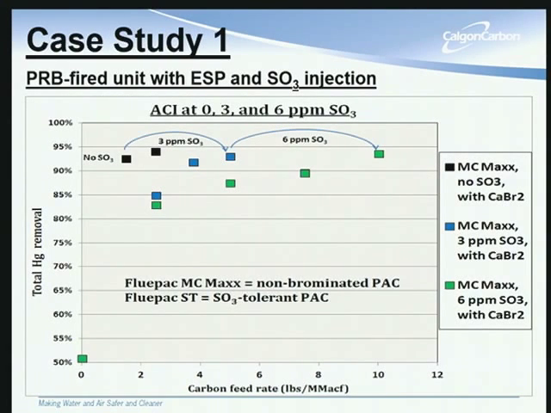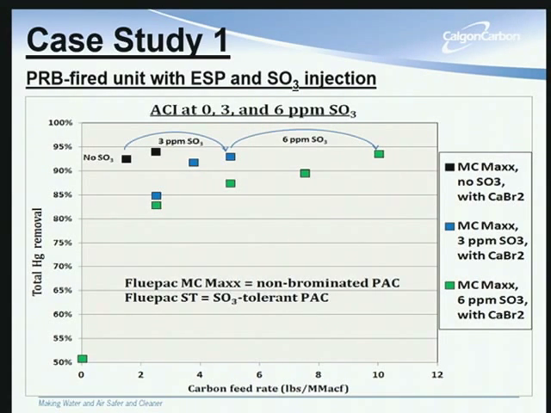Okay. So moving on from rank speculation. Here we have a case study that I like very much. I think this really illustrates the impacts of SO3 very well. This was carried out at a PRB-fired site with an ESP that uses SO3 injection for flue gas conditioning, and they were able to very precisely meter in that SO3. We started out with a non-brominated carbon combined with calcium bromide, and right off the bat, that did very well, greater than 90% at less than 2 pounds per million.